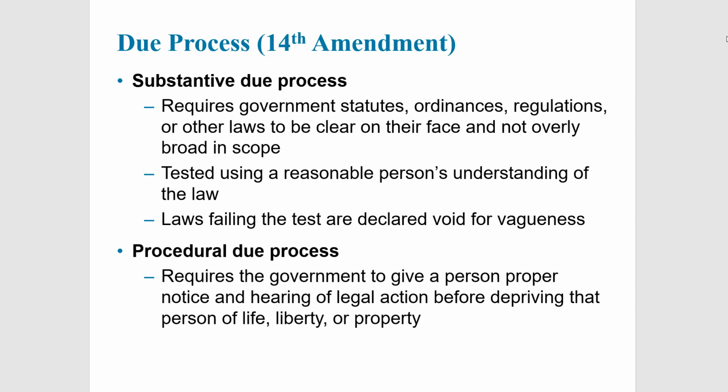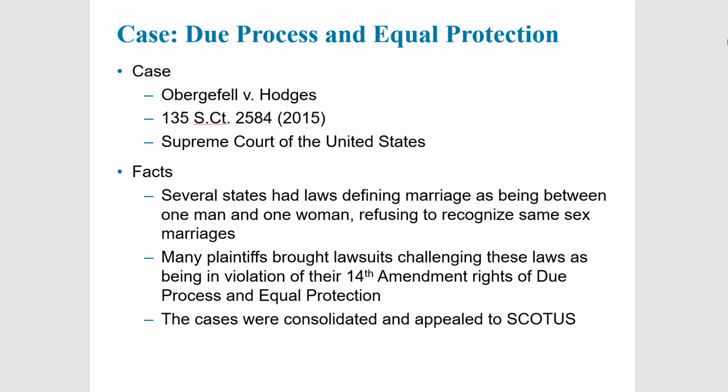Procedural due process requires the government to give a person proper notice and hearing of legal action before depriving that person of life, liberty, or property. In other words, you're supposed to have your day in court. You're supposed to be given notice about the legal action being taken against you, given the opportunity to defend yourself in a court of law.